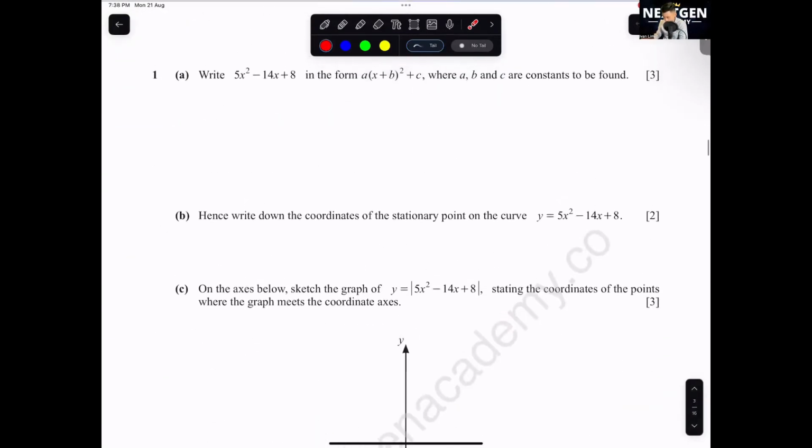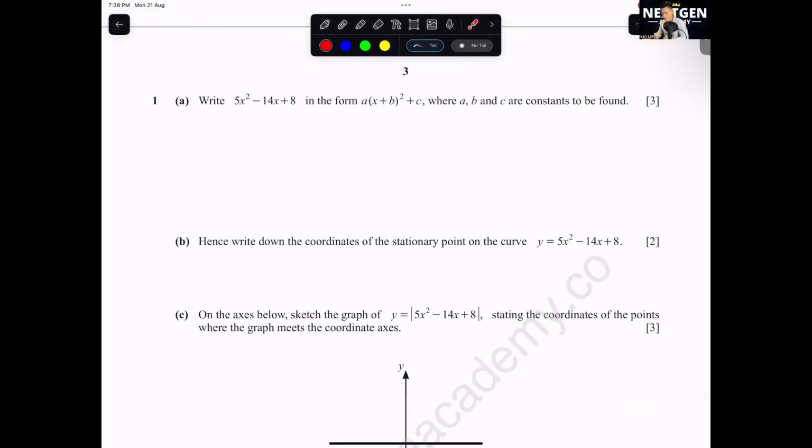You all go through the formula sheet. Question 1. Write 5x squared minus 14x plus 8 in the form a bracket x plus b squared plus c. What form is this? This is a CTS form, completing the square. If you have an a value in front, some of you might do it differently. When I first taught how to do it, I will only factorize the a value from the a and b terms. You don't have to factorize from all a, b, and c. You will still get the same answer.